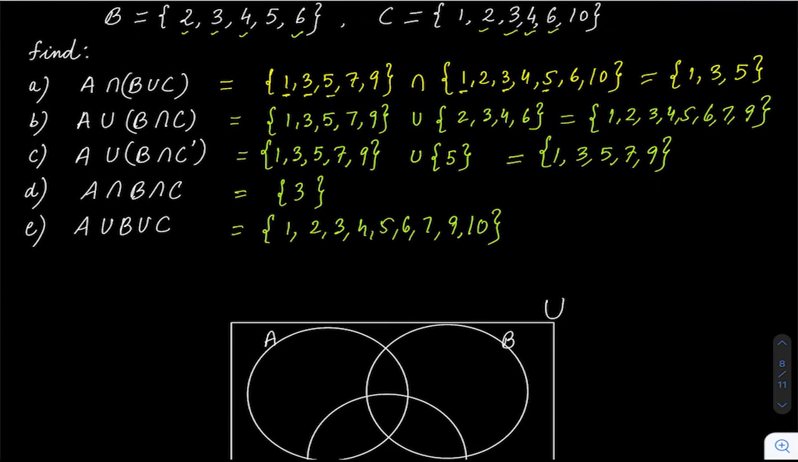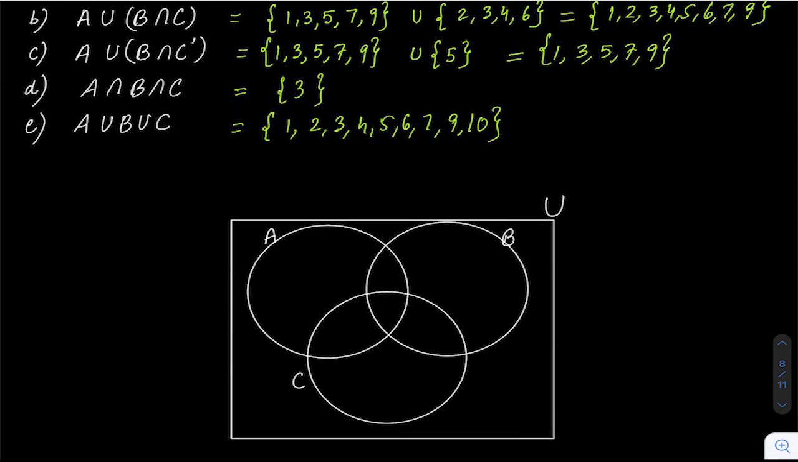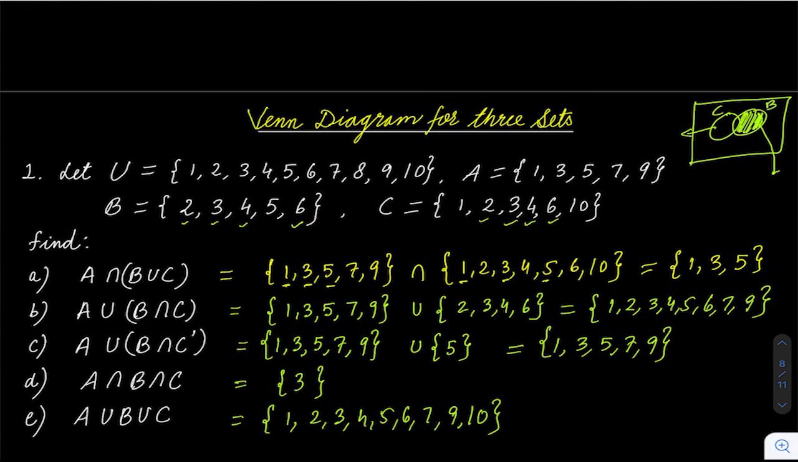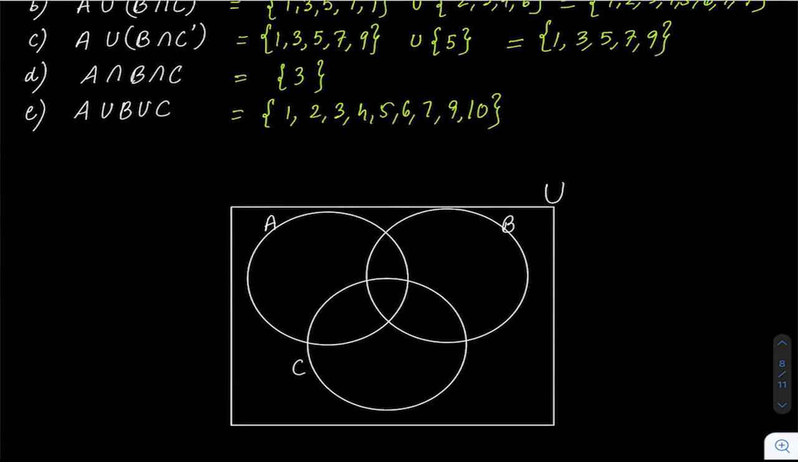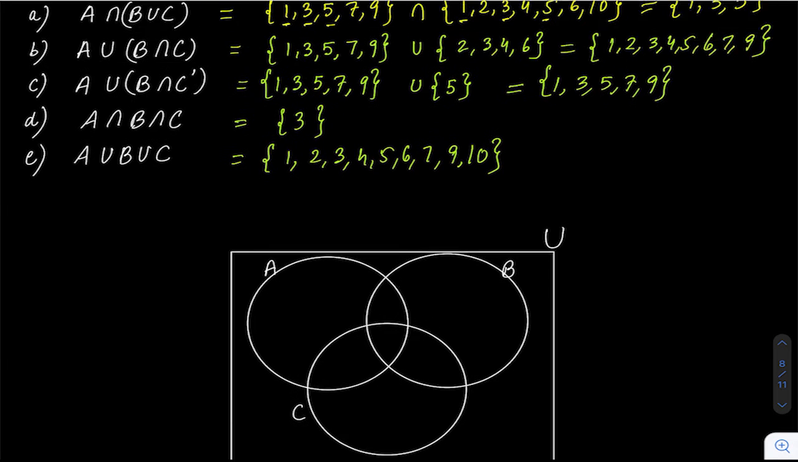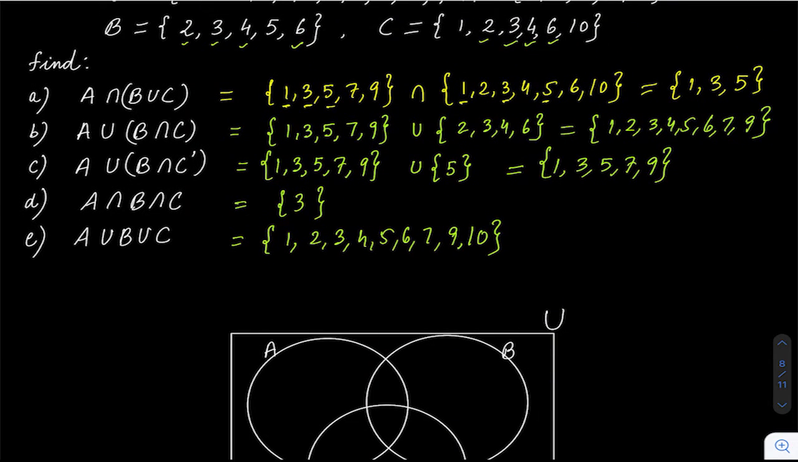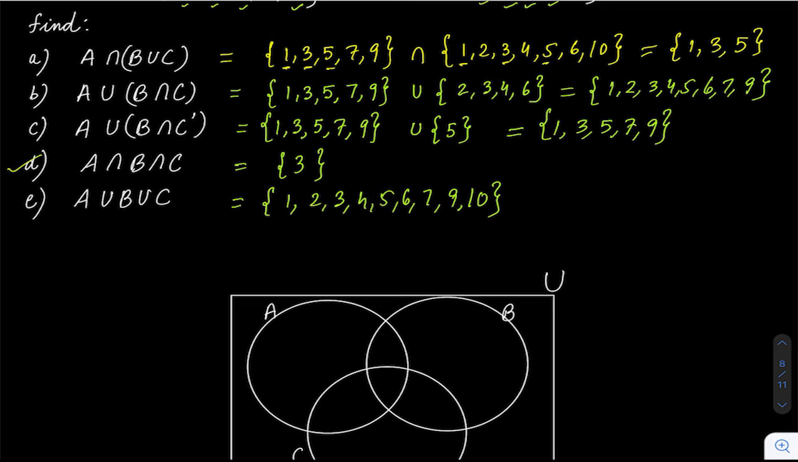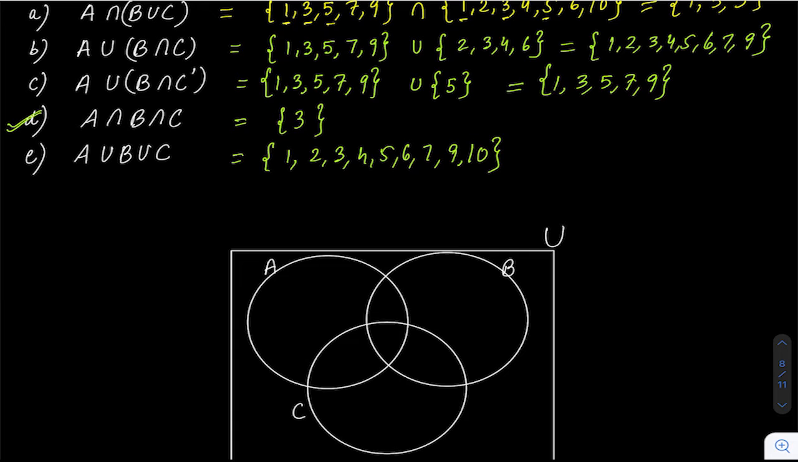Now the bigger question is how to represent this in a Venn diagram. The Venn diagram for three sets is like this. We have a universal set and we have three sets inside this universal set like this. If I want to represent universal set, A, B, and C in this diagram, how will I do that? We have found some values, so let's use them. Let me first use this D part. D part says A intersection B intersection C. Which part is common in all three? As you can see, this part is common in all three. So this number should be 3.